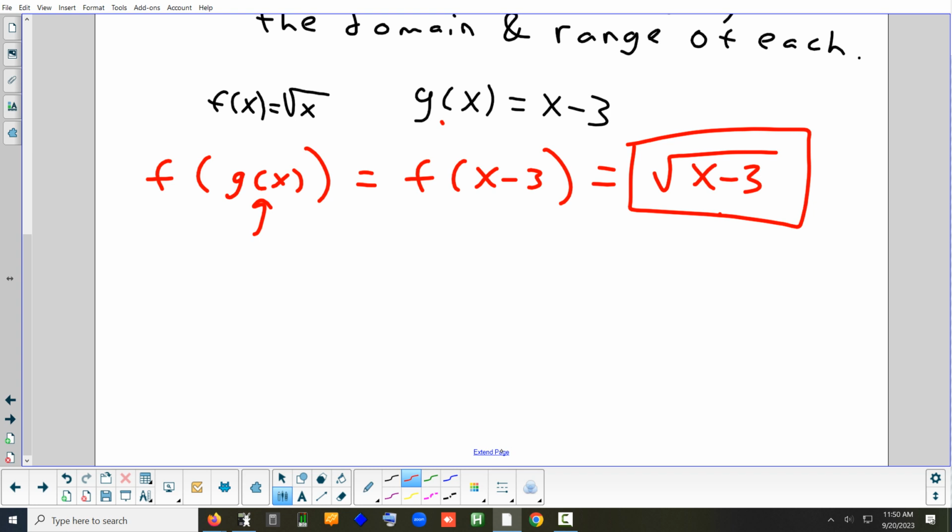3 is what you can pick. 3 is okay to pick. It is? Yes, because if you plug in 3, you'd have the square root of 0, and that's fine. Oh, okay. You can't divide by 0, but you can take the square root of 0. Right, you can't take the square root of a negative. So 3 is the lowest number you can pick.